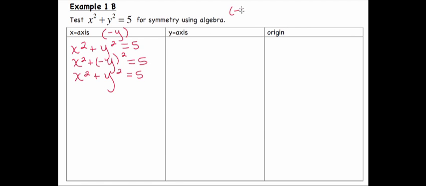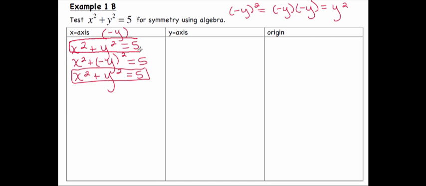Just note that negative y squared is equal to a negative y, or expanded out to a negative y times a negative y. And a negative times a negative is a positive, and y times y is y squared. So that's how that cleans up. And then I look at my cleaned up equation and I compare it back to the original equation, and they look exactly the same. So this equation has x-axis symmetry.